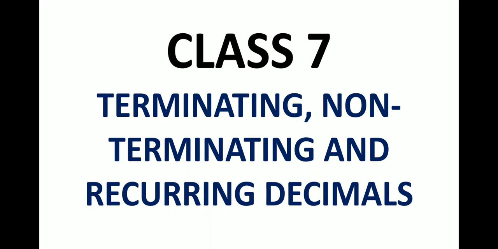Welcome class 7. Today we will learn about terminating, non-terminating and recurring decimals. First, terminating decimals. Let's say that there is a decimal number 24.57 to be divided by 9.